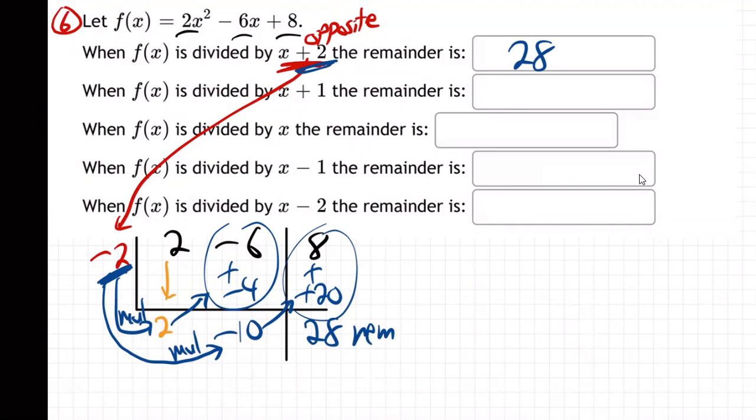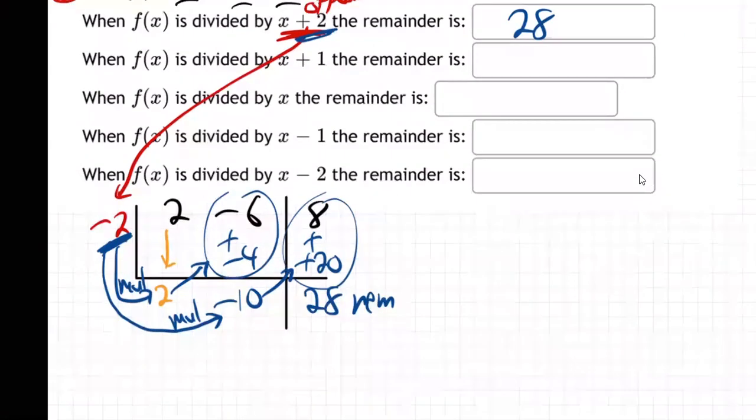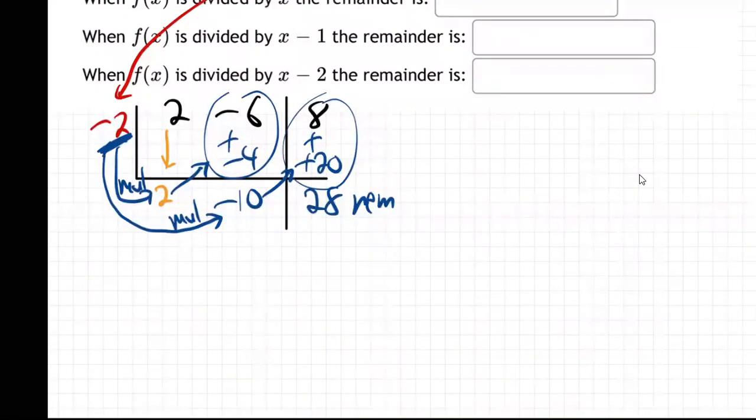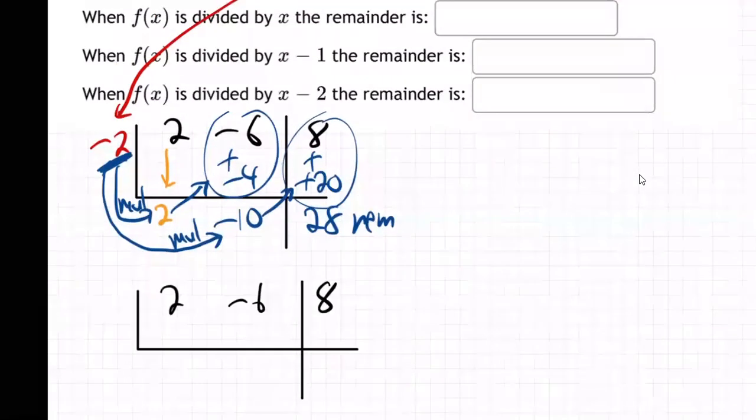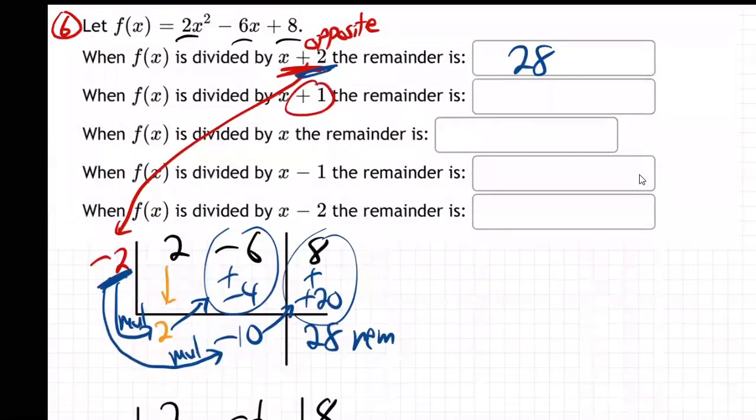All right, so this one's going to be the same. Let me do another one like that. Now I'll come down, second one, put right here again, it's 2, minus 6, 8, but this time it's plus 1. Remember again, it's opposite.